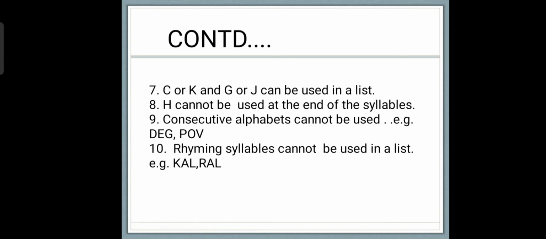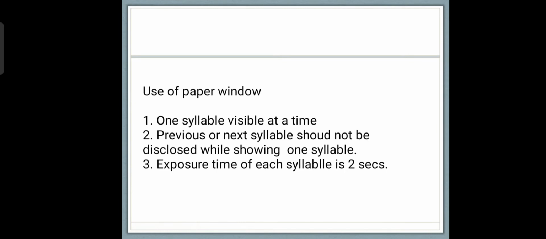Then rhythmic syllables cannot be used in a list. Like I have given you the example, K-A-L, R-A-L. That means if you are using K-A-L in a list, in the same list you cannot use R-A-L. Now we will be talking about a paper window. I'll show you how a paper window is made.